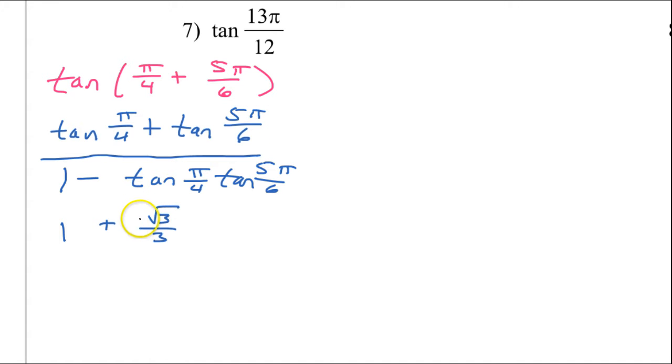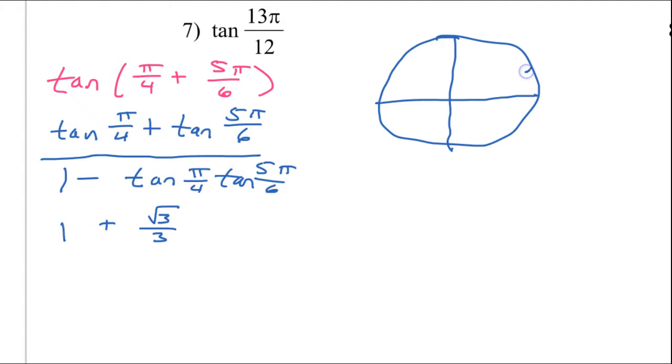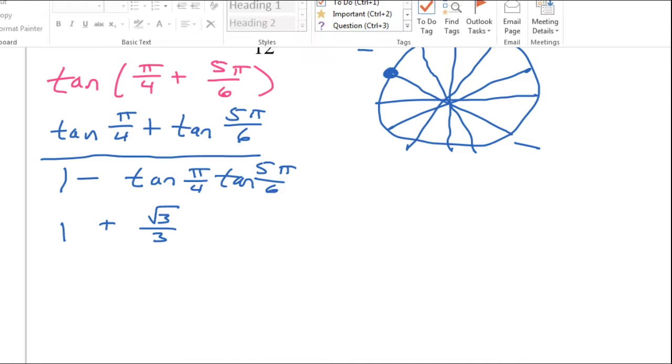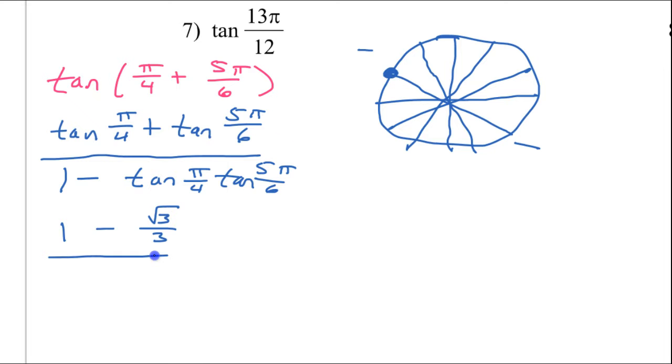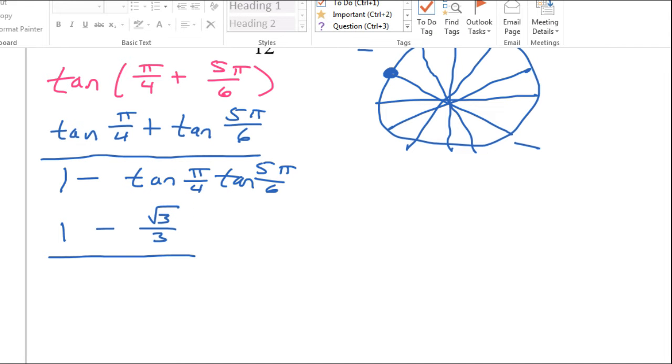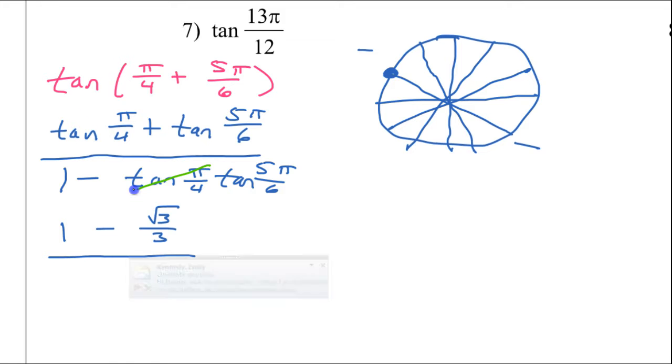So the only question is, is it actually negative radical 3 over 3? I'm thinking about the quadrant that 5 pi over 6 would be in. When I think about my pi over 6's, I know they kind of look like this. So 5 pi over 6 is right here in the second quadrant, and tangent is negative in the second quadrant. So instead of positive radical 3 over 3, I'm going to erase that and put minus radical 3 over 3 because it's negative. Meanwhile in the denominator, tangent of pi over 4 is 1, and we've already discussed that tangent of 5 pi over 6 is negative radical 3 over 3.